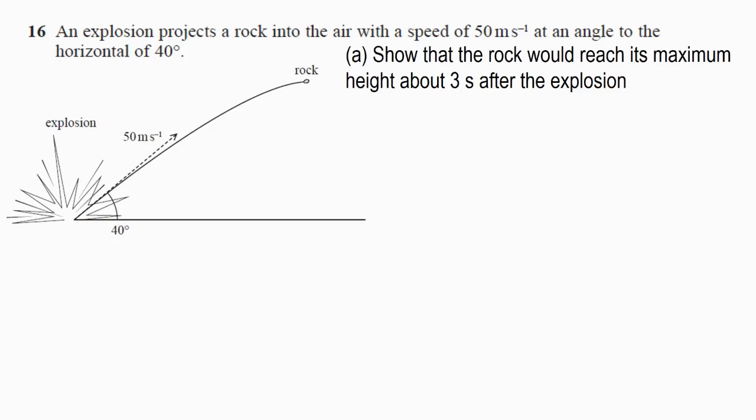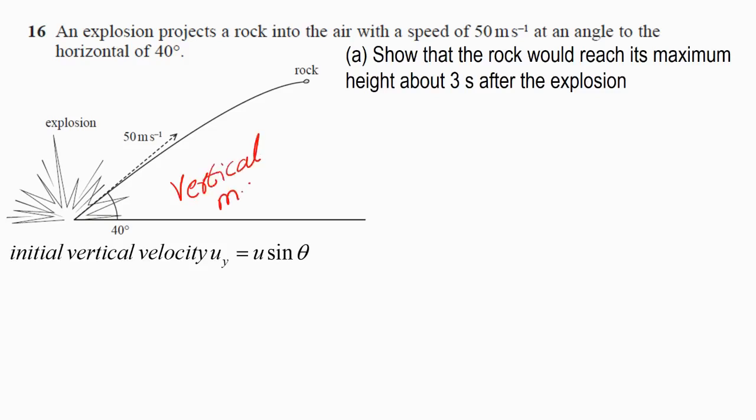From this picture it is clear that the motion of the rock can be treated as projectile motion. It moves in two dimensions, so the rock covers a vertical displacement as well as a horizontal displacement. So we can consider just the complete vertical motion of the rock.